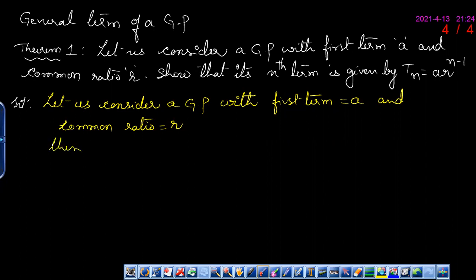Then how will the series be? Then the geometrical progression is, can I write the first term as A, second term as AR? Yes.